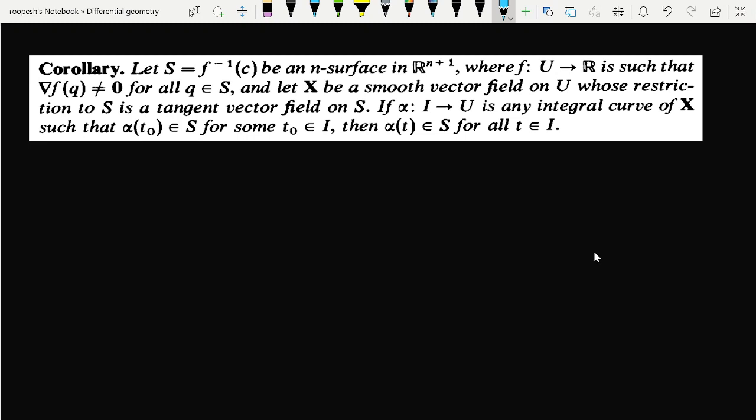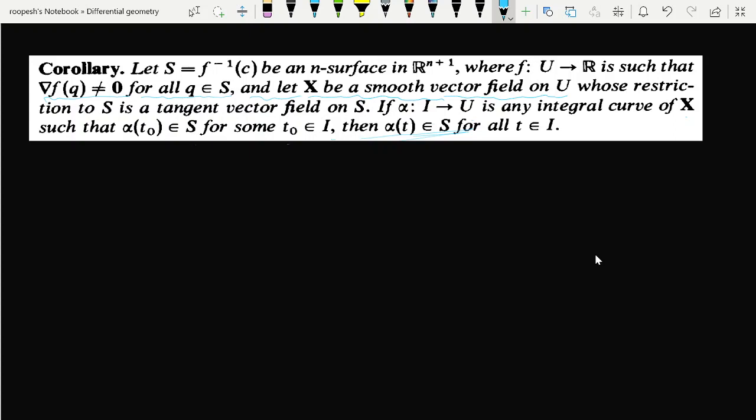The corollary is like this: let S equal to f inverse of C be an n-surface in R^(n+1), where f from U to R is such that del f of Q is not equal to 0 for all Q belongs to S, and let X be a smooth vector field on U whose restriction to S is a tangent vector field on S. Now if alpha from I to U is any integral curve of X such that alpha of t naught belongs to S for some t naught belongs to I, then alpha of t belongs to S for all t belongs to I. So we want to prove this.